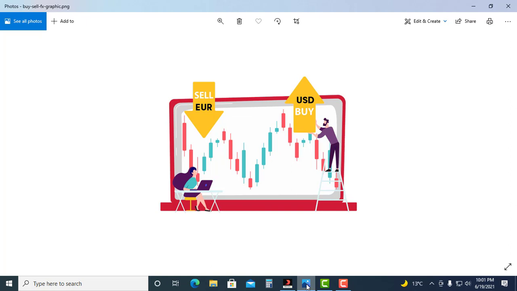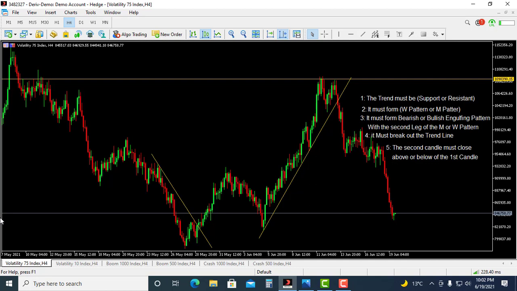Before I start explaining the strategy, let's go to the market. This strategy has 5 rules, and you need to follow the rules. First, the trend must be at a support or resistance area.